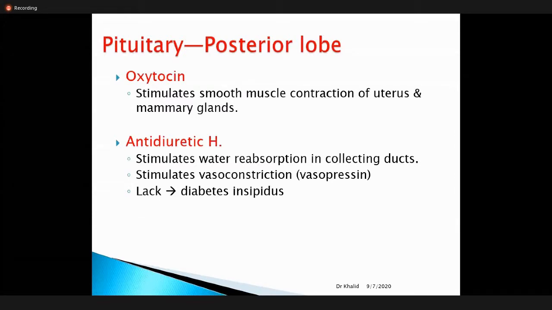While the antidiuretic hormone stimulates the water reabsorption in the collecting duct and stimulates vasoconstriction. That's why it is also called vasopressin. As we know, it preserves the water. So if the lack of the antidiuretic hormone occurs, it leads to diabetes insipidus.